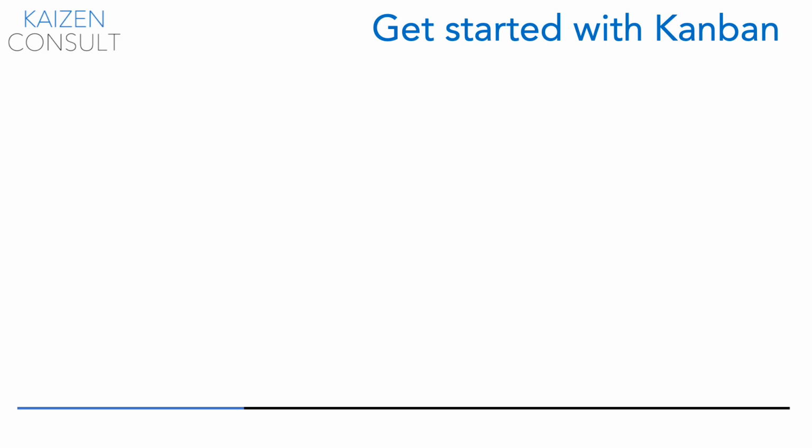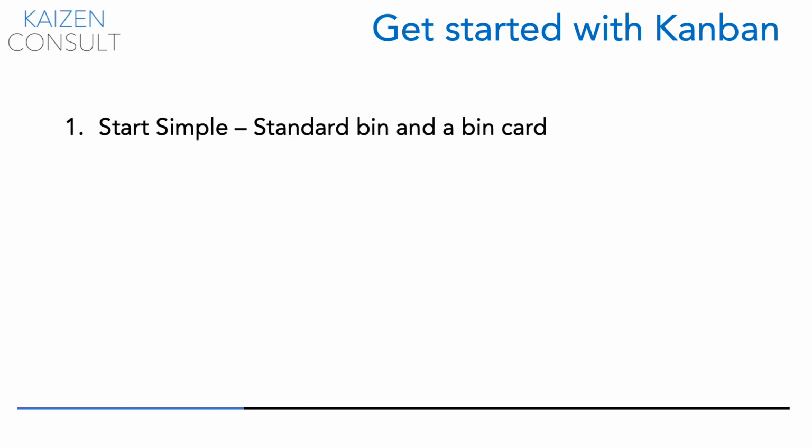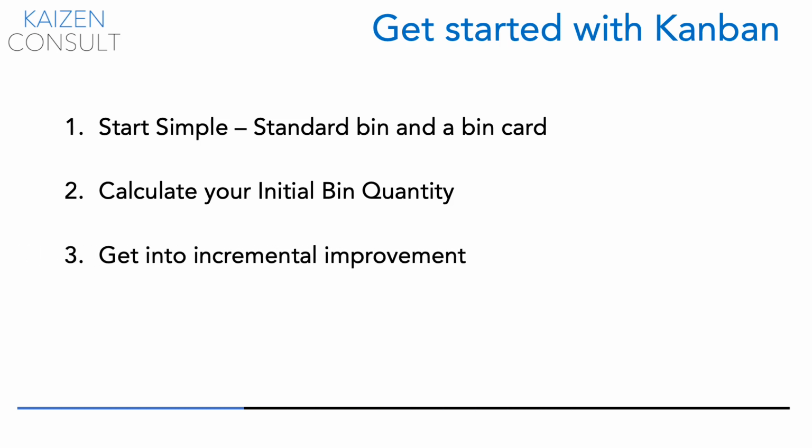How to get started with Kanban? Start simple. Use a pilot item, get a standard bin, and create a bin card. Calculate your initial bin quantity and order for it to fill out your bin. Then develop your bin card implementation. Monitor closely, observe, and understand how that works. Then improve a little every time.